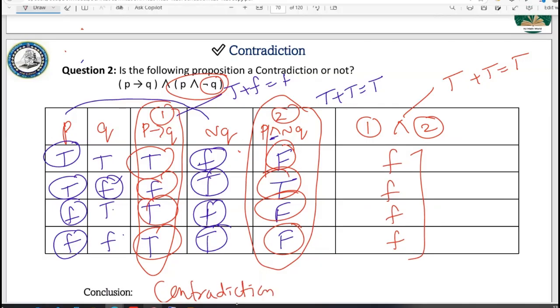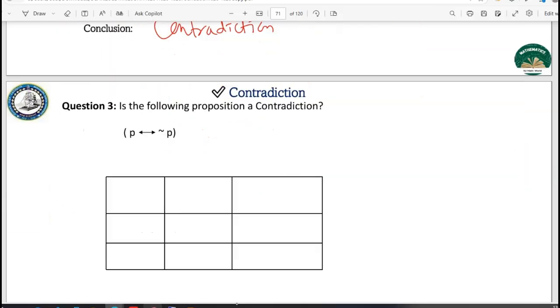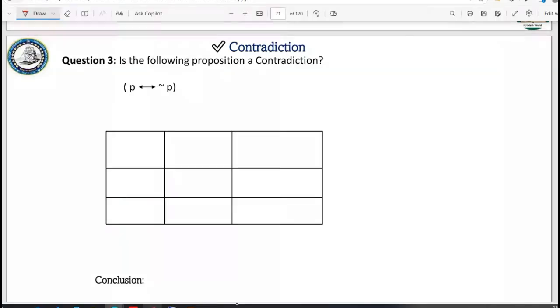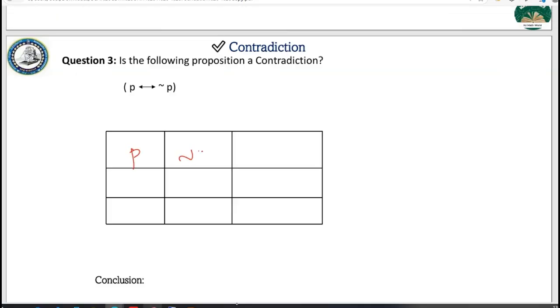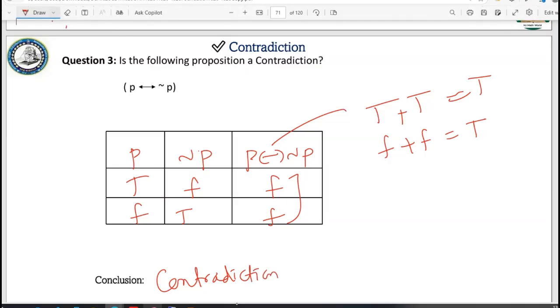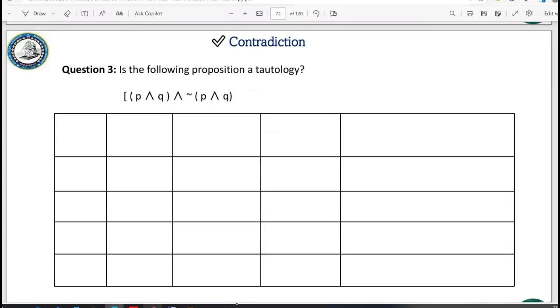Now moving on to the next question. Is the following proposition a contradiction? Yeah, we'll just check. It is P, negation P, and P double implication negation P. So yeah, T F F T. For double implication, if both are same, T T it is T, F F it is T. But we don't have that here, so both values are false. Hence, it is a contradiction.